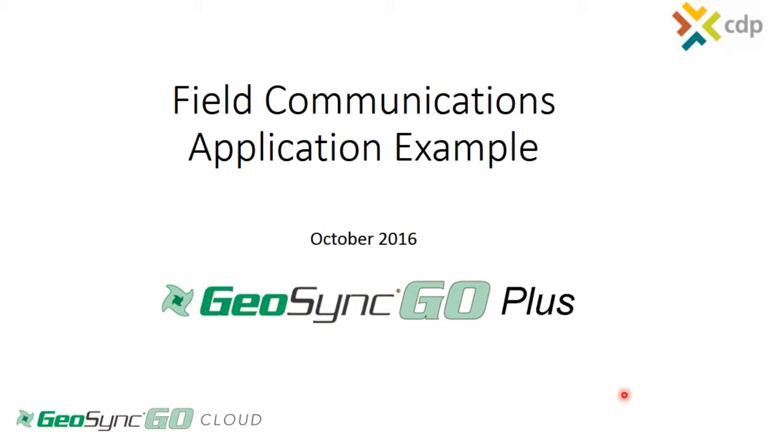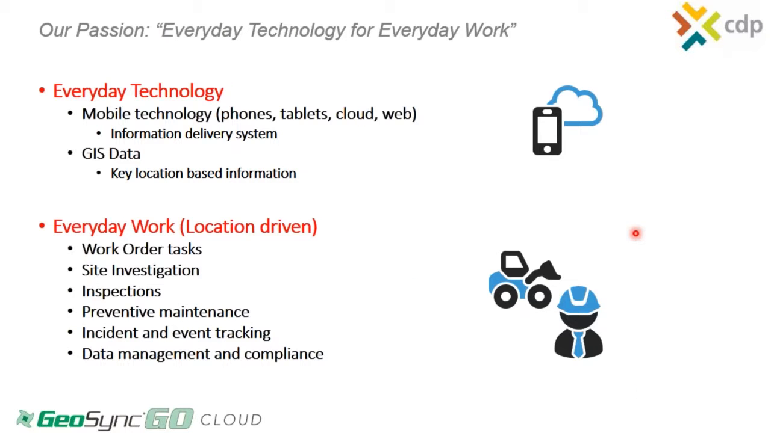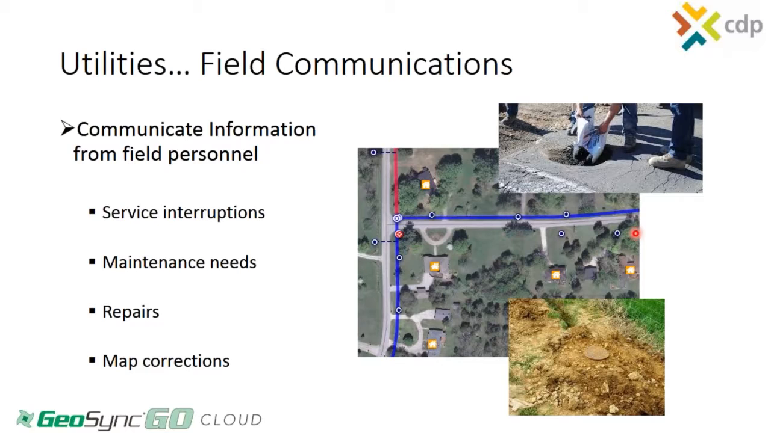As Katie mentioned, today we will be looking at the field communications workflow. This is a continuation of our series on examples of applications and workflows. As we've discussed before, the GeoSync GO cloud service, our idea is to utilize everyday technology, mobile technology, phones, tablets, cloud, web, GIS data, and apply that technology to everyday work situations. In this case today, we're looking at how this can be used in utilities, and this is a very simple solution actually.